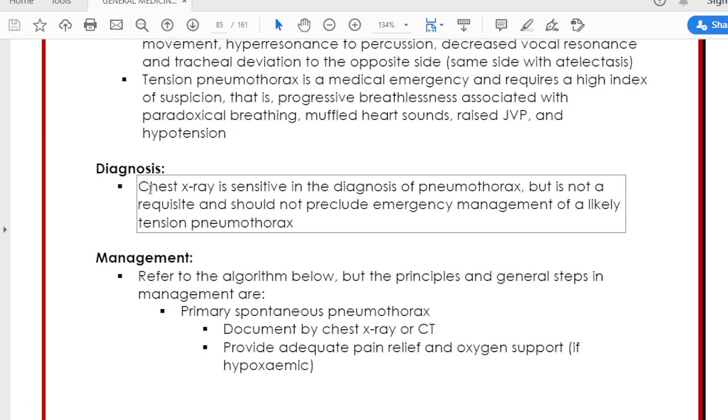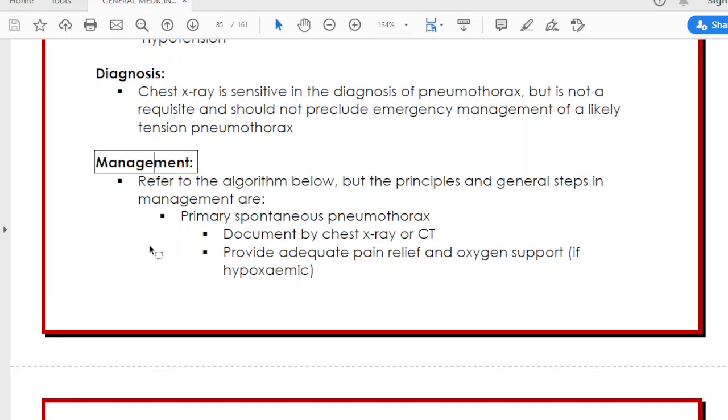Diagnosis. Chest X-ray is sensitive in the diagnosis of pneumothorax, but is not a requisite and should not preclude emergency management of a likely tension pneumothorax. Management. Refer to the algorithm below, but the principles and general steps in management are: primary spontaneous pneumothorax.